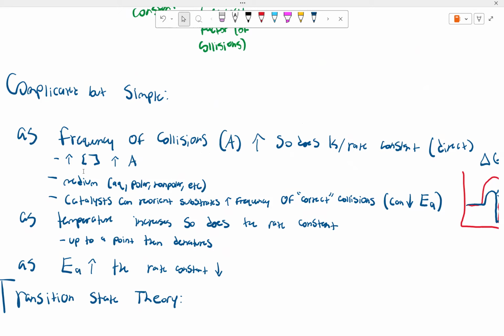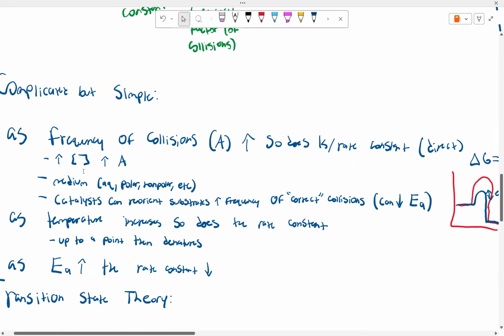If you have more molecules, the chances of them hitting one another at the right orientation is increased. Also, some molecules prefer different mediums, or they're more likely to collide with one another instead of the medium. So you could have an aqueous, polar, nonpolar, etc. medium. Also catalysts. Catalysts can reorient substrates, which increases the frequency of the correct collisions, which can actually decrease the activation energy.